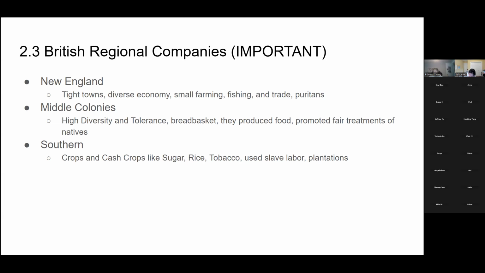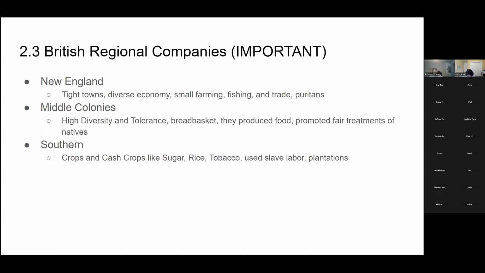And they were seen sort of as the breadbasket of the 13 colonies at the time, because they produced almost all of the food. They promoted fair trade with the natives. So them being this basket of food allowed the South to be more focused on cash crops instead of focusing on subsistence farming, which is just farming for survival. So the middle colonies sort of allowed the southern colonies to thrive on slavery in a way.